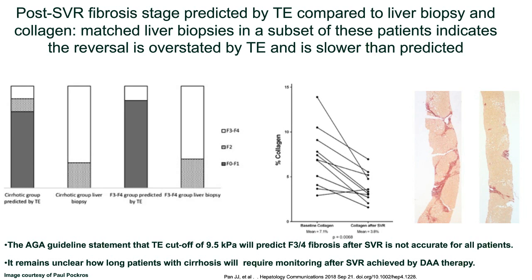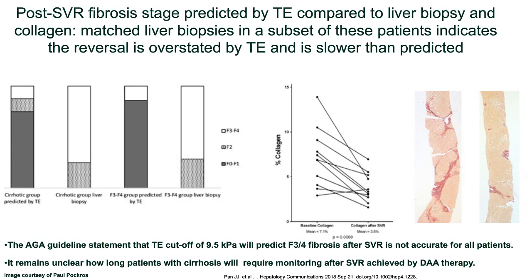And so this means that for now, when you have these F3, F4 fibrosis patients, the guidance statement that the transient elastography cutoff of 9.5 is F3, F4 fibrosis after sustained virologic response may not be accurate for all patients. So if you have patients who you think have features of stage 3 to stage 4 fibrosis, rely on all your tools to assess whether or not they need to be in clinic, not just one particular test.